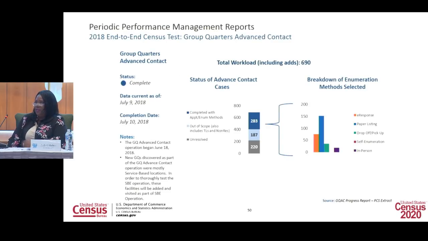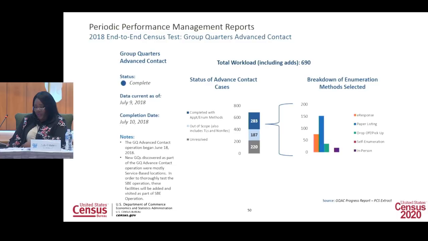Okay, so we're done with the advanced contact operation, so let's talk a little bit about what we saw. Here's a breakdown of the total workload. This is raw data. An evaluation will be done in the fall of what we've learned, and we'll look at everything that's coming out of that operation. Therefore, the information that I'm sharing is based on just our day-to-day monitoring and observations. Let's look at the status of the advanced contact cases over to my left. There are three categories: completed with appointment and enumeration method, out of scope, and unresolved.